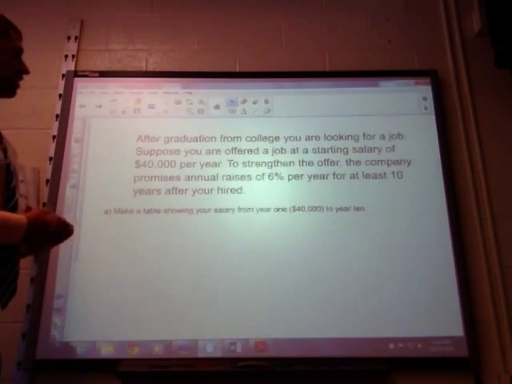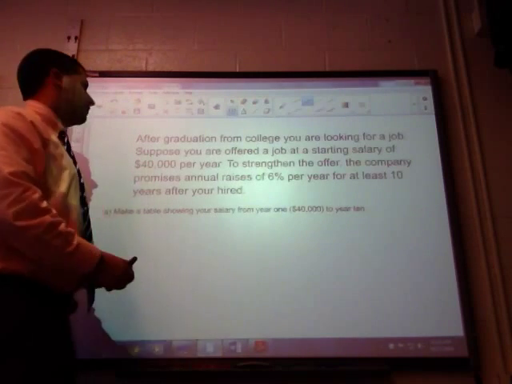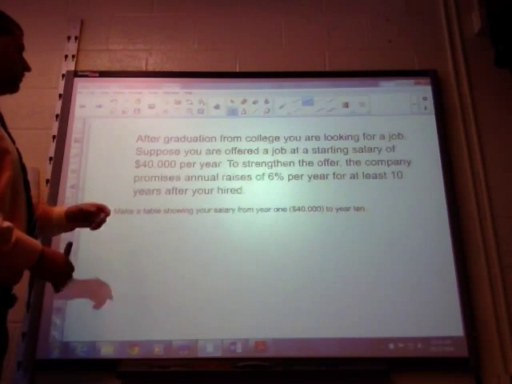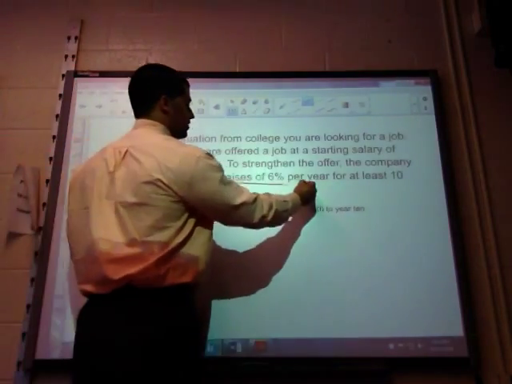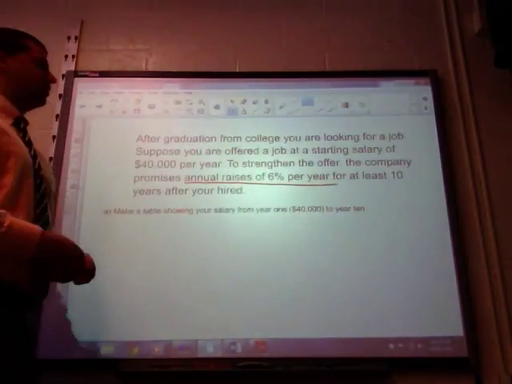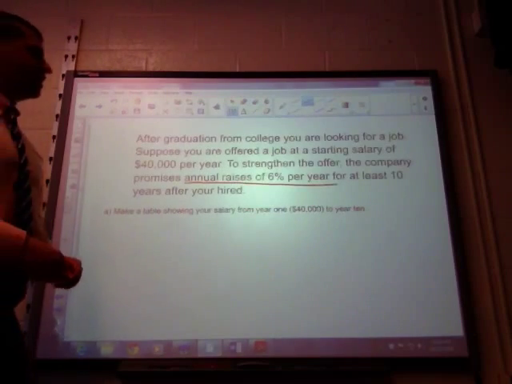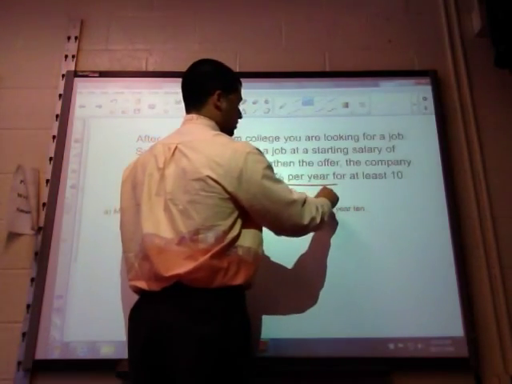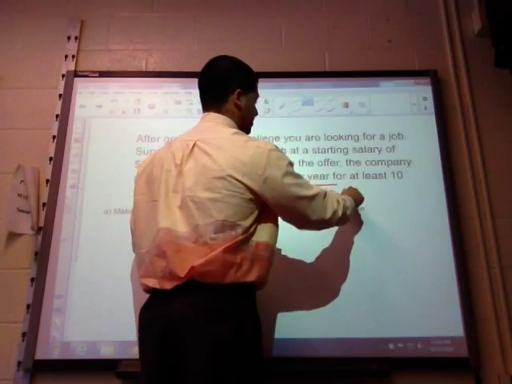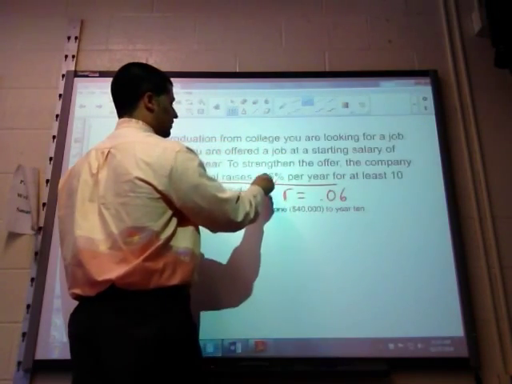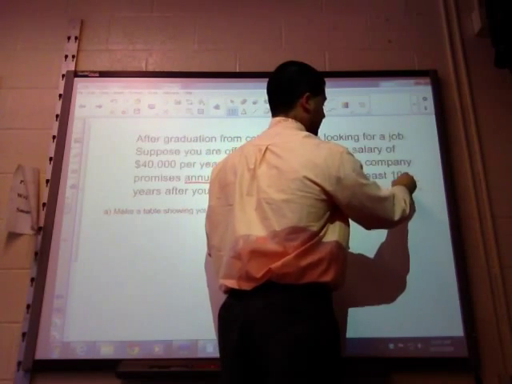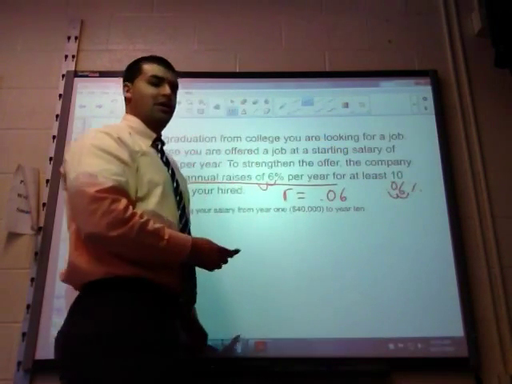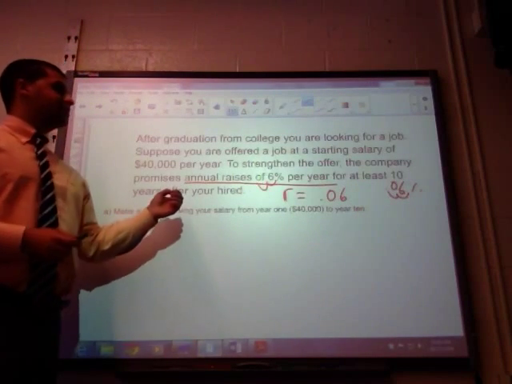So say we have this problem. You graduate college and you're looking for a job. You're offered a starting salary of $40,000 per year, and the company will give you annual raises of 6% each year. Now, most of you, if you looked at this, would say that your common ratio is 0.06, because you moved the decimal 2 places to the left and got 0.06.